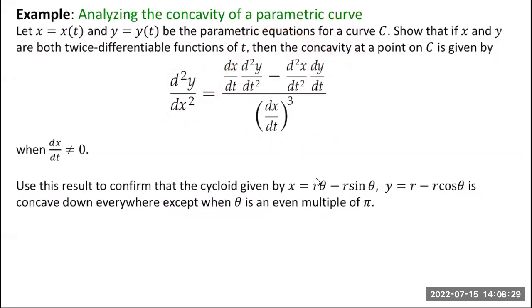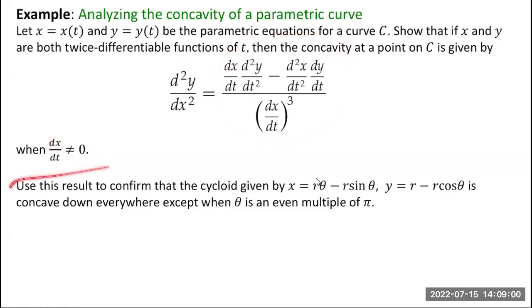Why do we say concavity? Because concavity is determined by d squared y over dx squared, or the second derivative of the function, right? That's why we say that the concavity at a point is given by d squared y over dx squared. That's basically because we can use this d squared y over dx squared to determine the concavity. So we need to show that the concavity d squared y over dx squared is given by this expression when dx over dt is not equal to 0.